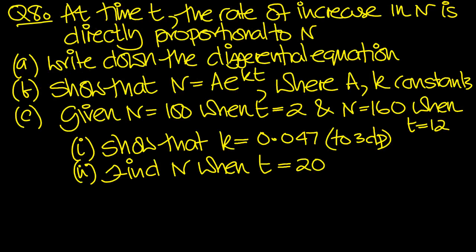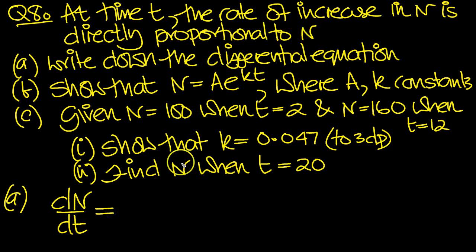So let's have a little look at this then. I've summarised the question here. Population n of a small island, and we've got this information here. For the first part, it simply says write down the differential equation. The rate of increase in n is dn/dt, and that's directly proportional, so it's equal to a constant of proportionality times n. So there's our differential equation written down.